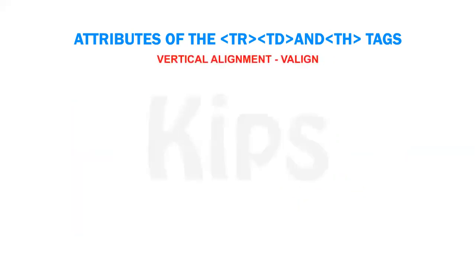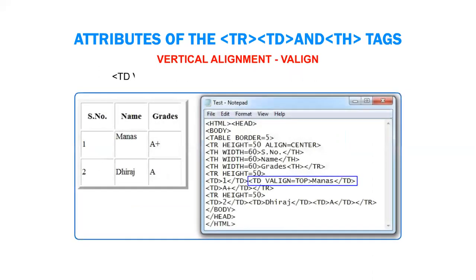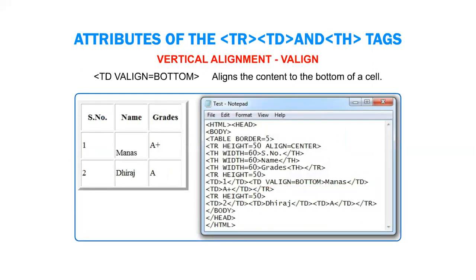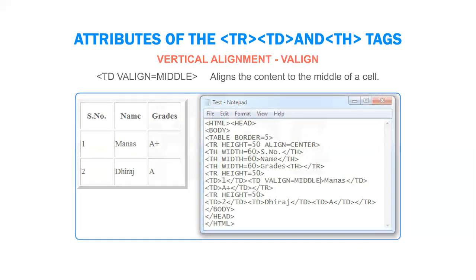Vertical alignment, valign. Valign attribute is used with TD tag and sets the vertical alignment of data in a column. The data can be set to top, middle, or bottom. TD valign equals to top aligns the content to the top of a cell. TD valign equals to bottom aligns the content to the bottom of a cell. TD valign equals to middle aligns the content to the middle of a cell.